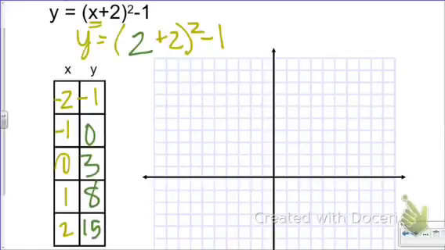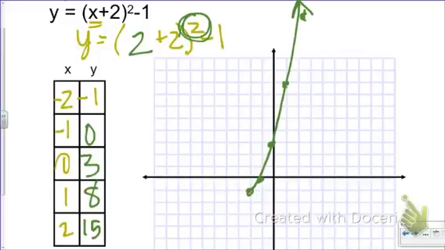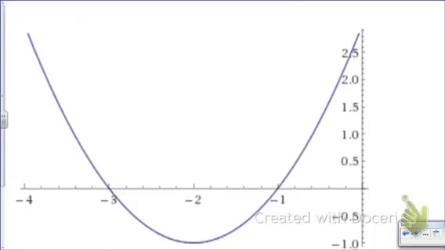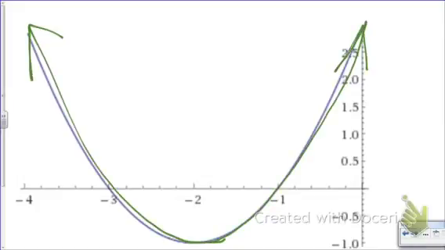Negative 2, negative 1. Negative 1, 0. 0, 3. Ooh, this is not linear. Remember, it's because we've got that exponent of 2. 1, 8, and then 2, 15 is going to be up here. So this looks like that. So we have found points, and we have graphed it, and we can see they're not linear. If we were to graph more points on that same line that I just drew in green, it looks like this. That is called a parabola.